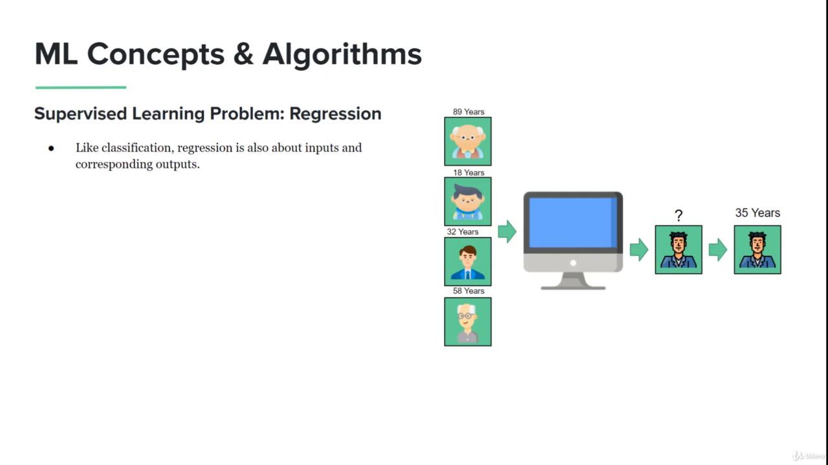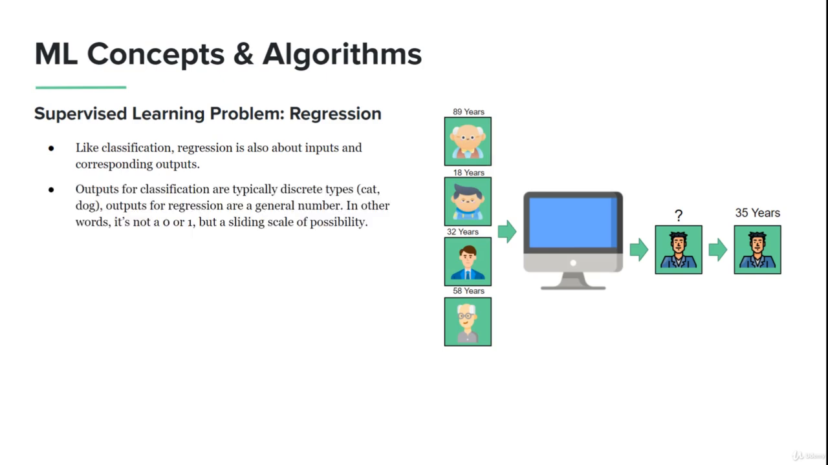And so now let's look at regression, okay? Like classification, regression is also about inputs and corresponding outputs. So here we have a bunch of individuals. We have young men, we have men that are older, we have middle-aged men here, right? Outputs for classification are typically discrete types, right?